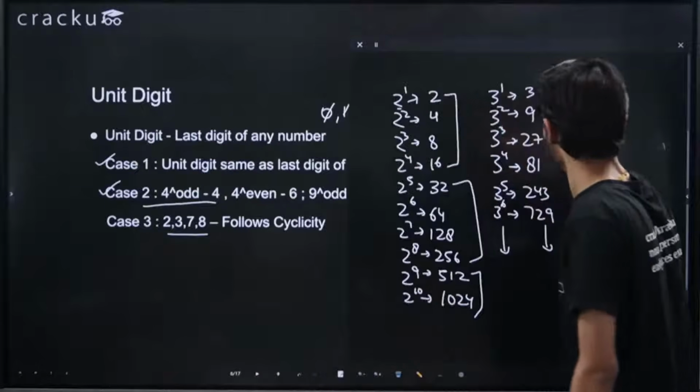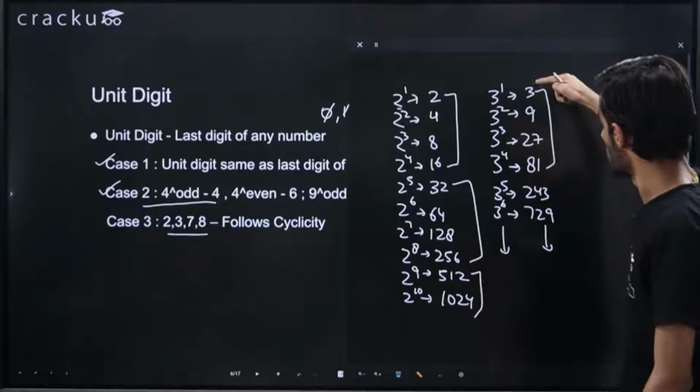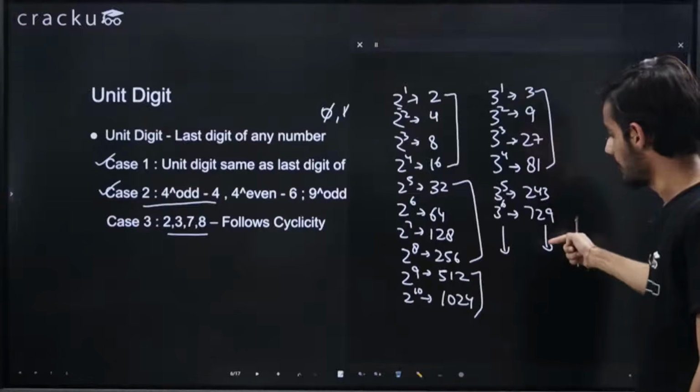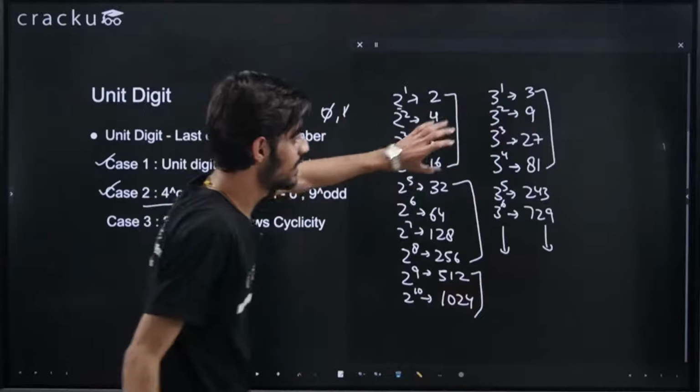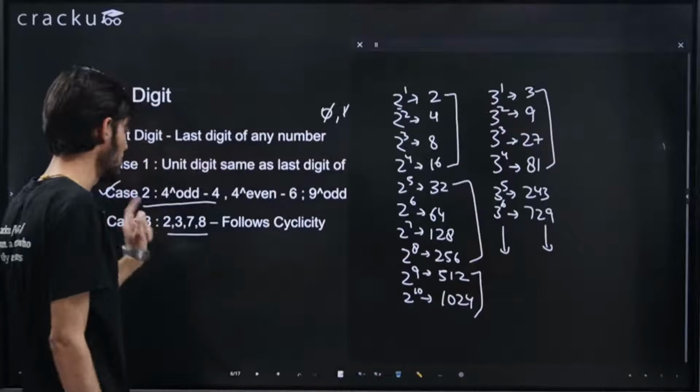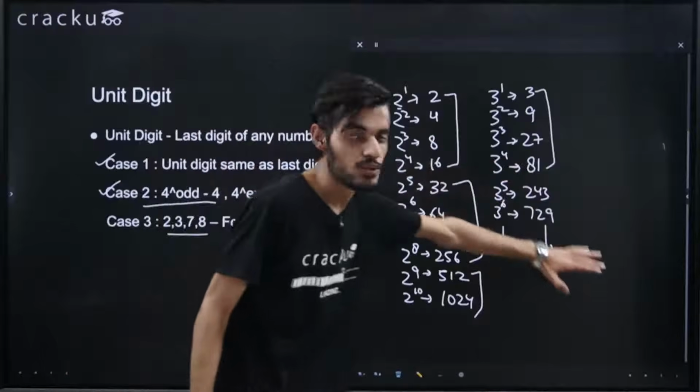So you need to focus on the initial 4 values. So 3, 9, 7, 1, 3, 9, 7, 1, and this will continue. Okay, so I think you can remember the first 4 values of 2, 3, 7 and 8, and all the further values you can calculate.